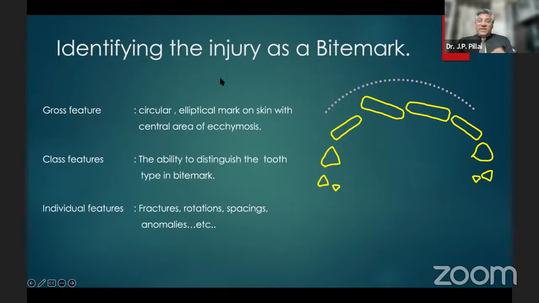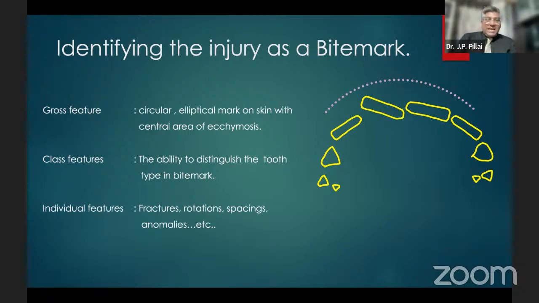Now, how to identify that particular injury as a bite mark? So it has got a gross feature, some class characteristic, and also the individual characteristics. It is very easy to find out which is the upper arch and which is the lower arch, because we are well used to the dental anatomy and also the arch pattern. So we can easily classify this, and also the shape of the arch. Based on the size of the arch, it is also possible to find out whether it is a human bite or an animal bite.